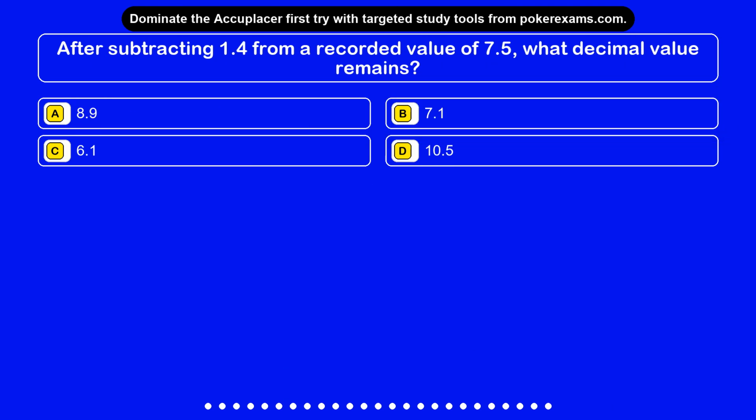Question 3. After subtracting 1.4 from a recorded value of 7.5, what decimal value remains? Option A, 8.9. Option B, 7.1. Option C, 6.1. Option D, 10.5.